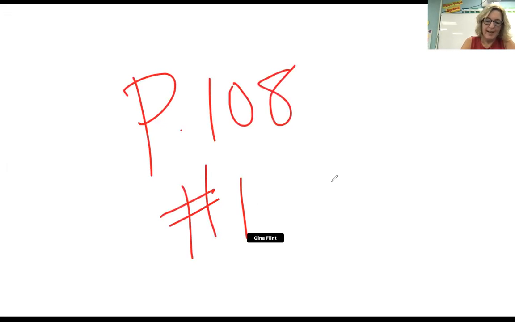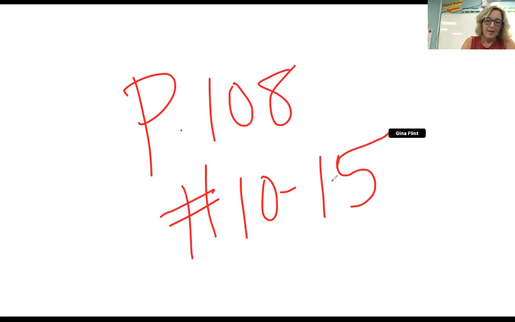One more time. Page 108, numbers 10 through 15. Use that handy dandy little distance equals rate times time chart and you will nail it.